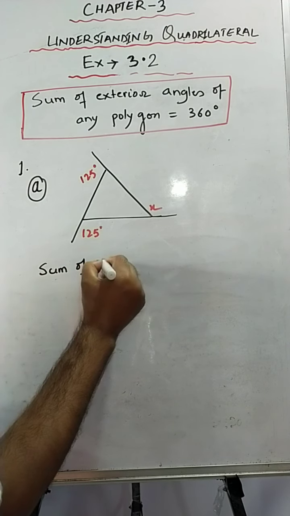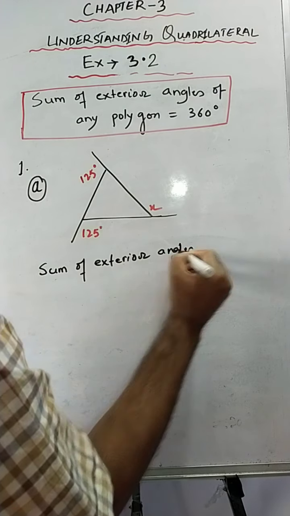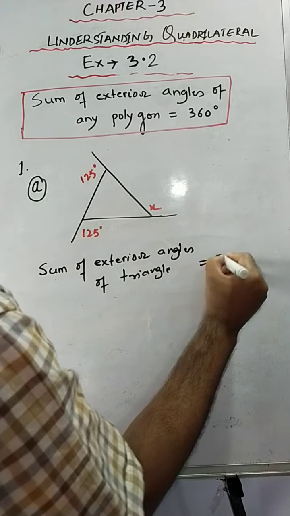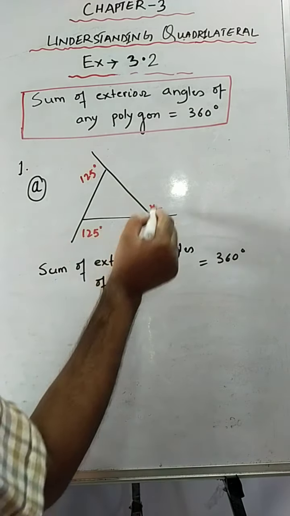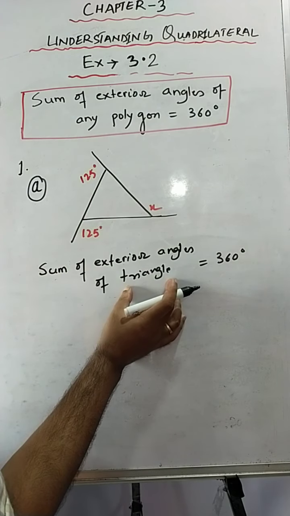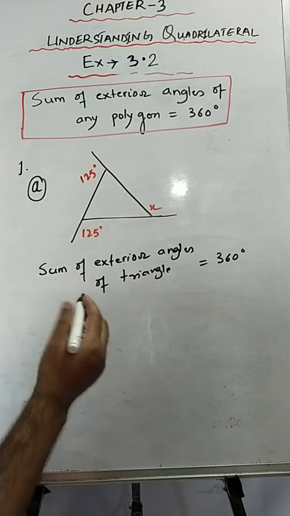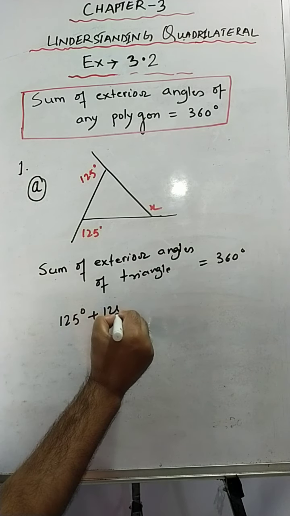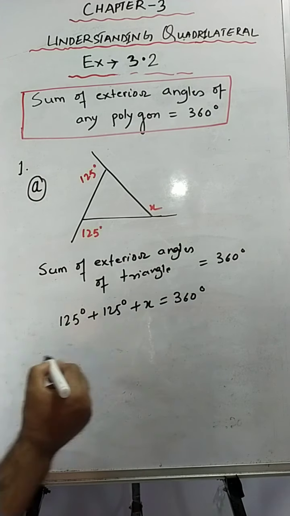So we will write, sum of exterior angles of triangle is equal to 360 degree. That's how we derived it. Now how many angles are there? 3. When triangle is there, there would be 3 exterior angles. When quadrilateral, there would be 4 angles. Pentagon, then there would be 5 angles. So just write all the angles: 125 degree plus 125 degree plus x is equal to 360 degree.